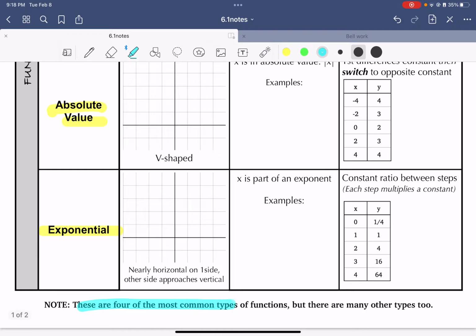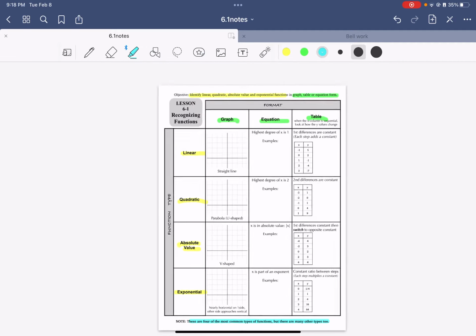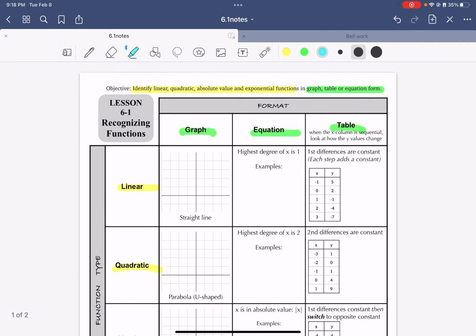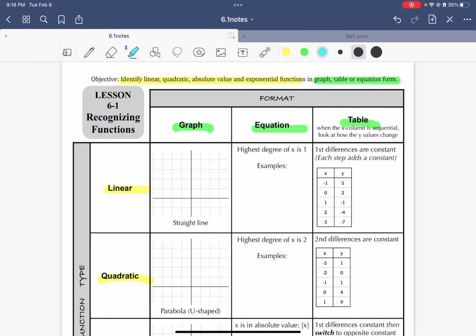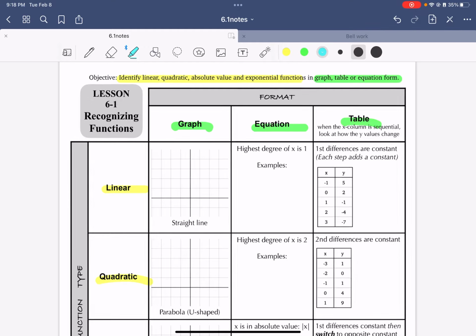These are 4 of the most common types of functions, but there's lots of other types too. So these are not the only types of functions you'll come across. They're just some really common, important ones that we want you to be familiar with. So the goal here is for you to be able to either look at a graph, an equation, or a table and be able to identify what type of function it is if it's one of these 4 types. So to get started, first we're going to talk about what the graphs look like.